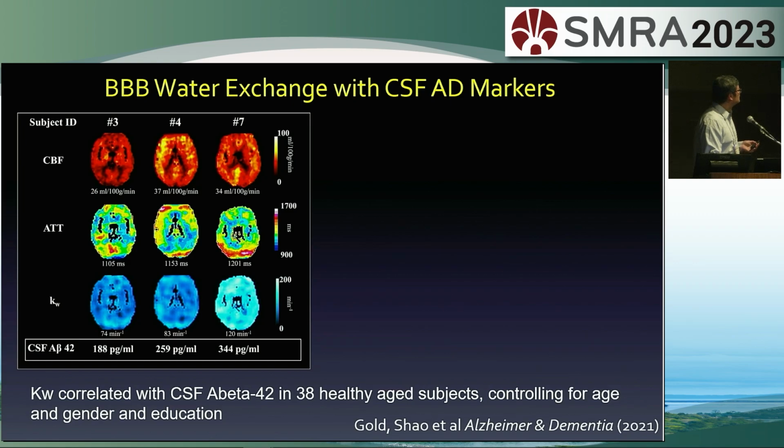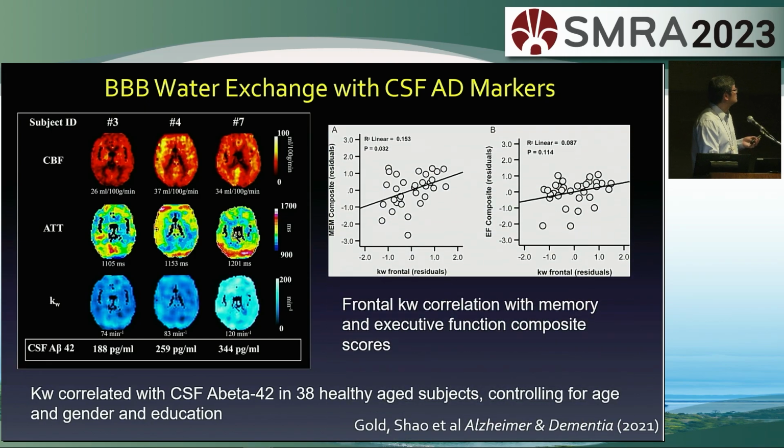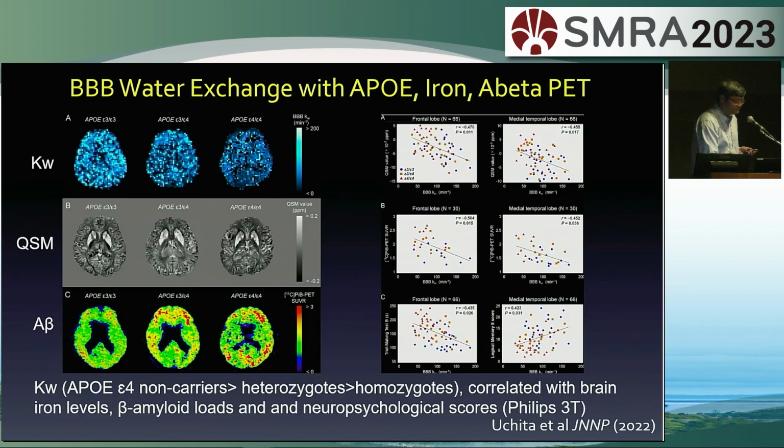And these are 3 typical subjects, with CSF A-beta levels of 188, 259, and 344. We can see the KW map correlates very well, while CBF and ATT do not. In addition, we can see the correlation with cognitive function, such as memory and executive function.